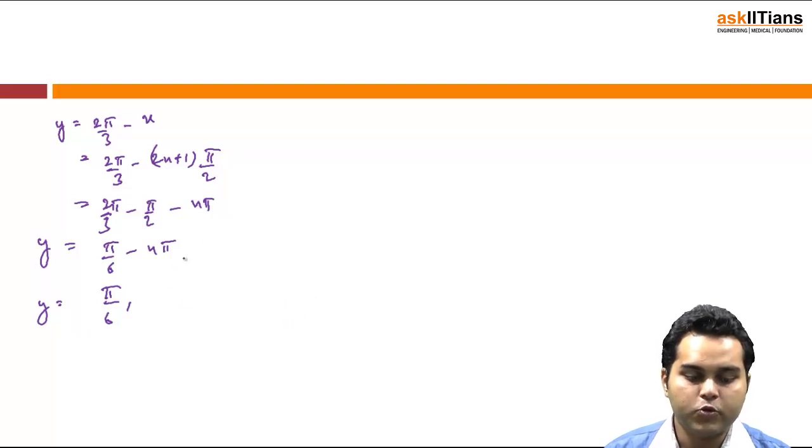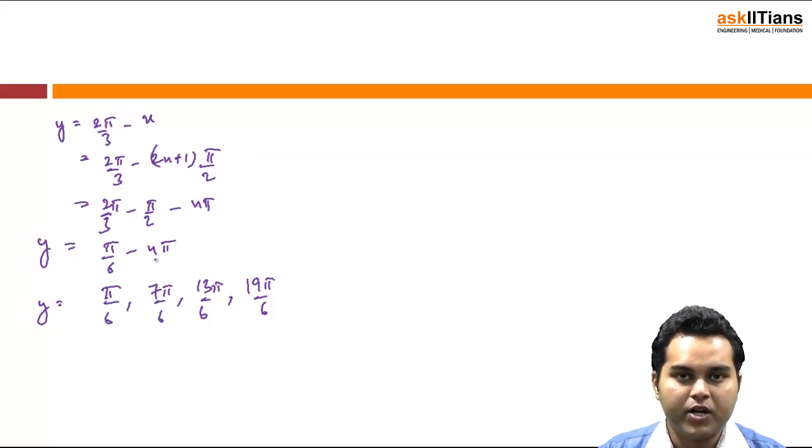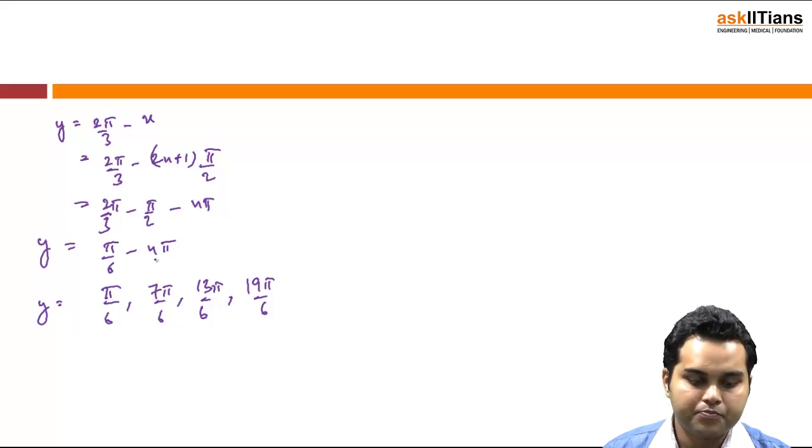If I have n is equal to minus 1, that will be pi by 6 plus pi, or 7 pi by 6. For minus 2 it will be 13 pi by 6, and for minus 3 it will be 19 pi by 6. If I put n is equal to minus 4, that will be pi by 6 plus 4 pi, so it will be beyond 4 pi, an addition of 4 pi to the angle, lying outside the region, so it will also be having 4 solutions.